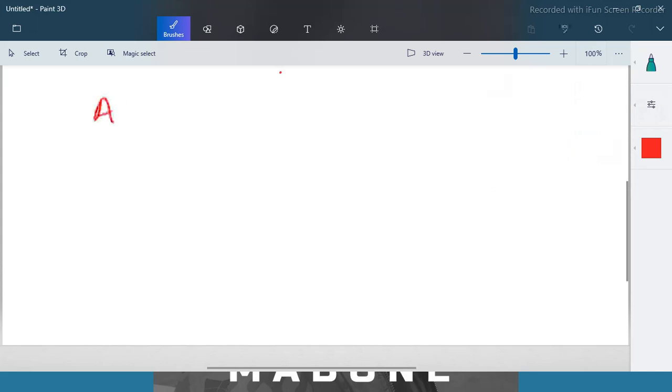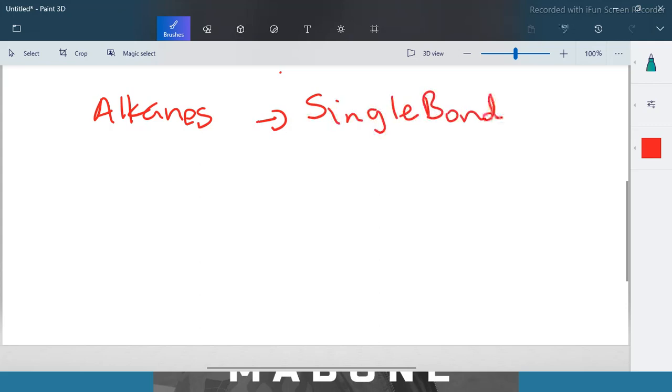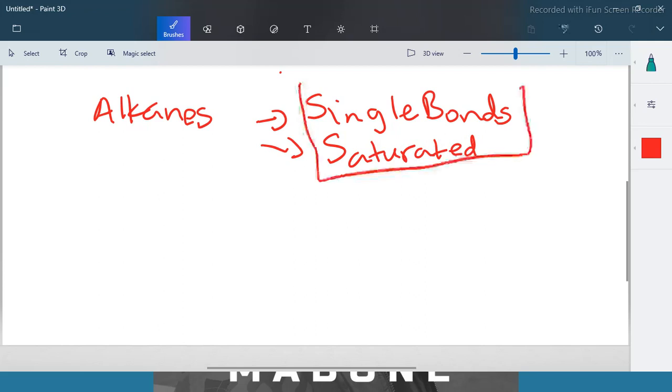Okay, guys. So now let's talk about alkanes. Now I told you that alkanes have single bonds. This is very easy, right? They have single bonds. And what do we know about alkanes? Since they have single bonds, it means that they are saturated, right? Good.